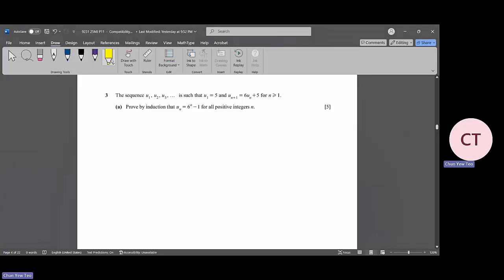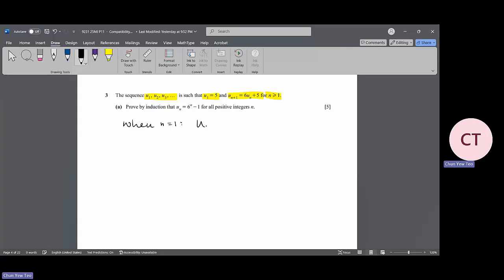Okay, question number 3. We have the sequence U1, U2, U3, and so on, such that U1 equals 5 and U(n+1) equals 6Un plus 5 for n greater or equal to 1. Prove by induction that this relationship is true for all positive integers n. So we start from n equal to 1.